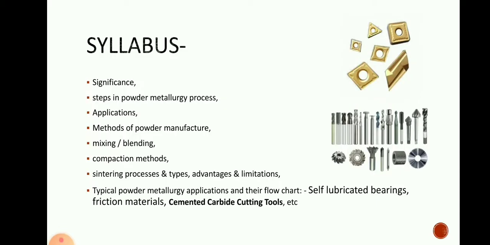Up till now we have seen the significant steps in powder metallurgy: application, methods of powder manufacturing, the steps such as mixing, blending, compaction methods, the sintering process, their types, advantages, and limitations. And in the last few videos we have seen typical powder metallurgy applications with their flow charts, such as a self-lubricated bearing and friction material. In this lecture, we will study the cemented carbide cutting tools in detail.